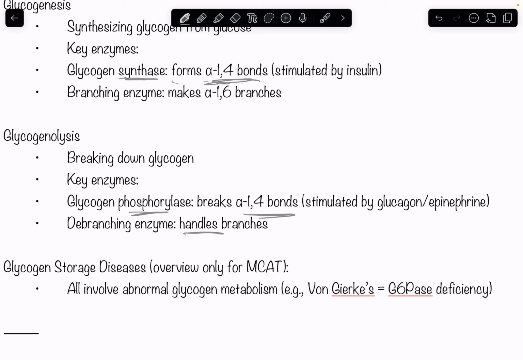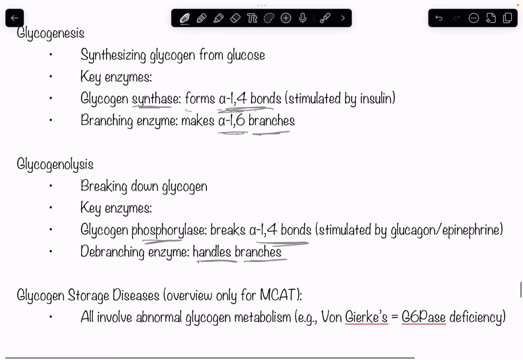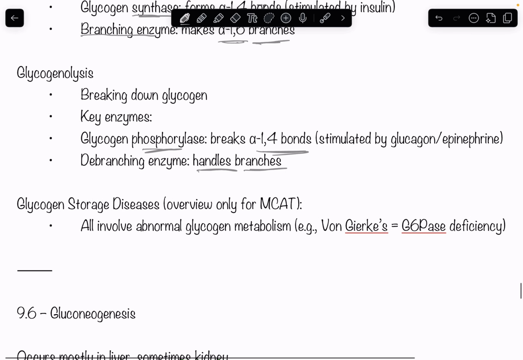Debranching enzyme handles branches, and what I mean by that is, remember here, we make alpha-1,6 branches. So when your alpha-1,6 branches get long enough, I think it's about 3 to 4 polymers, your glycogen debranching enzyme will actually move it. It's going to move it down. So yeah, again, it handles branches, and the branches are going to be made by your glycogen branching enzyme.